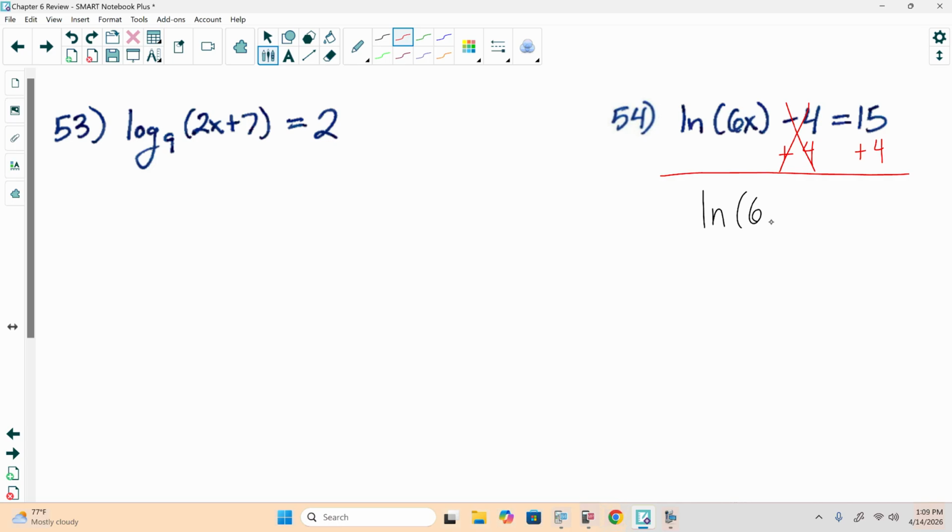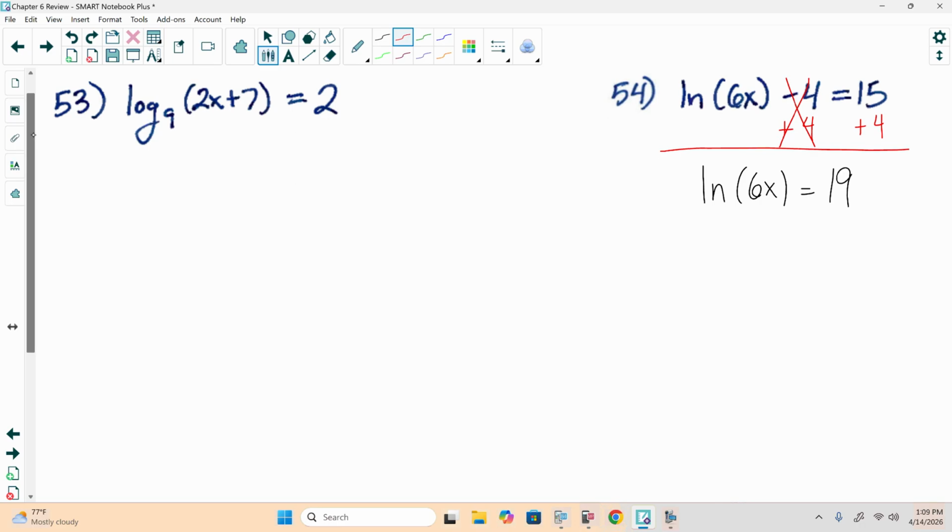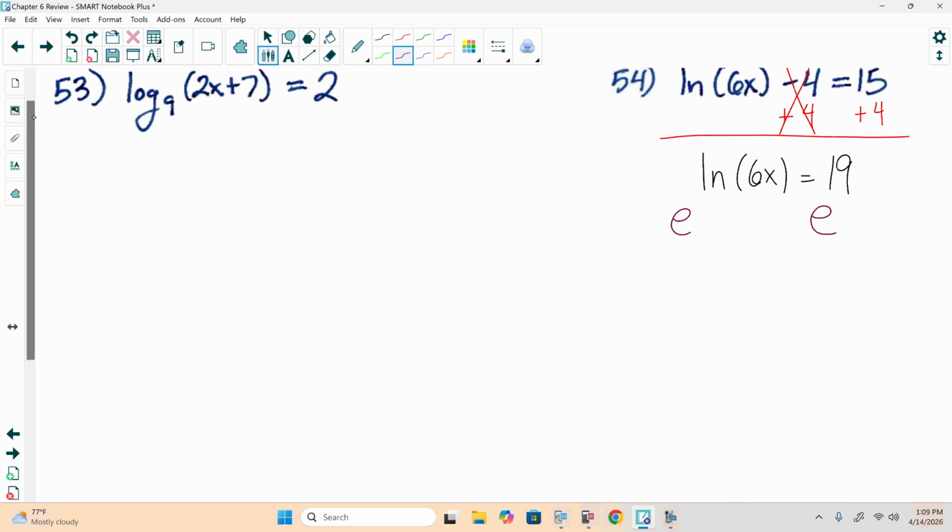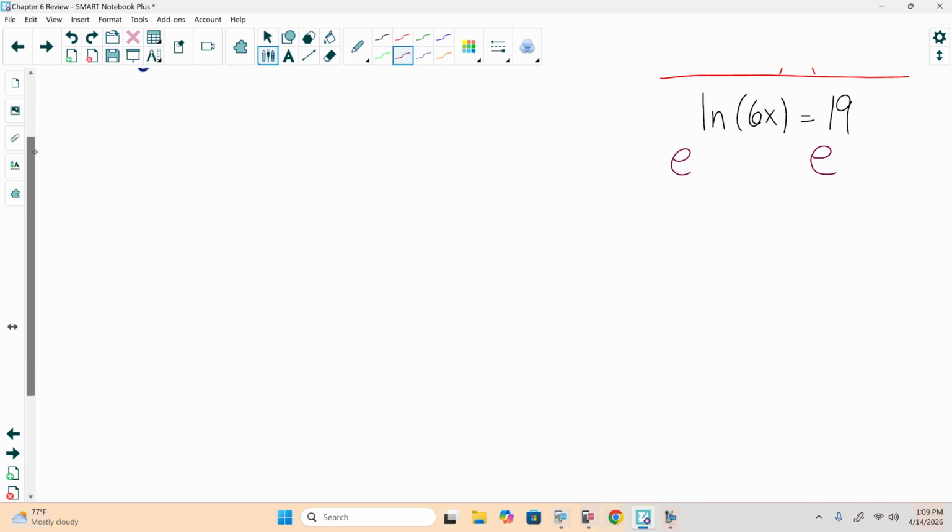telling us that the natural log of 6x is equal to 19. At this point, we need to put both sides to the base of the logarithm. And since we're talking about a natural log, its base is understood to be e. Because e to the ln of 6x, e and ln will simplify out, telling us that 6x is equal to e to the 19th power.